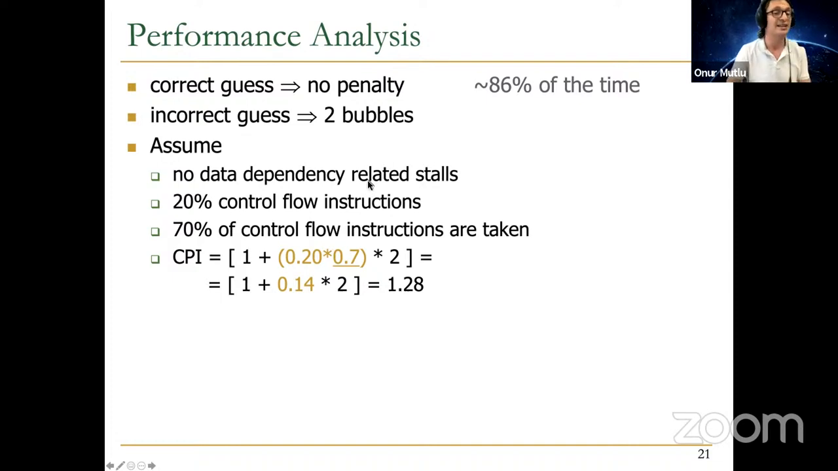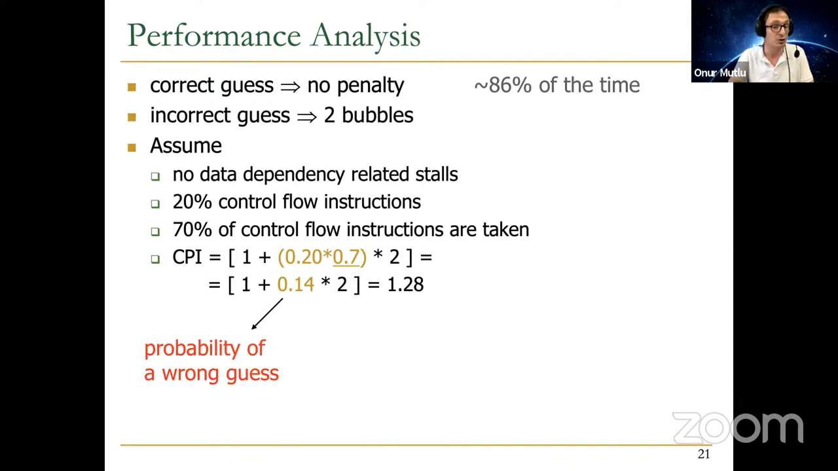This is a simple pipeline, again. But 14% of the time, you get a two cycle additional bubble. Right, so your CPI becomes 1.28 as opposed to one in the single pipe, simple pipeline. We've already seen the big downside of branches, so that's why I'm not going to spend a lot of time on this. But I would like to point out two things over here.